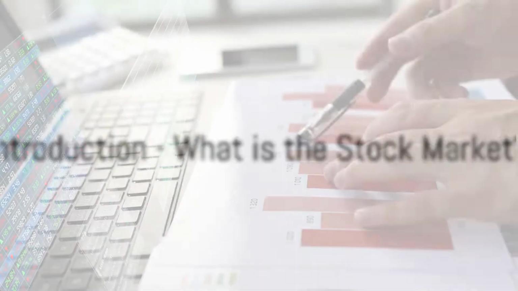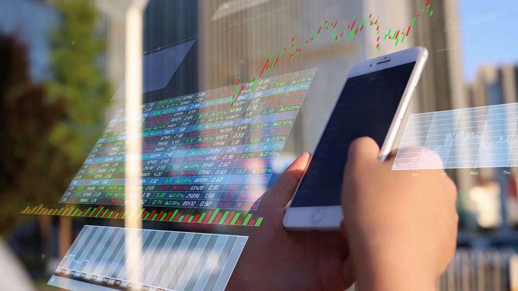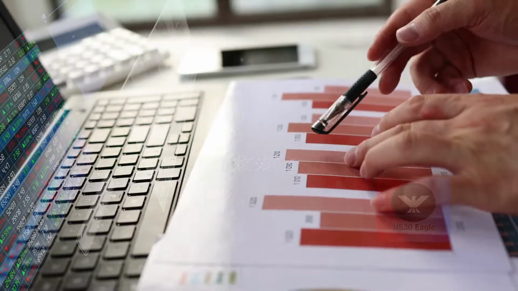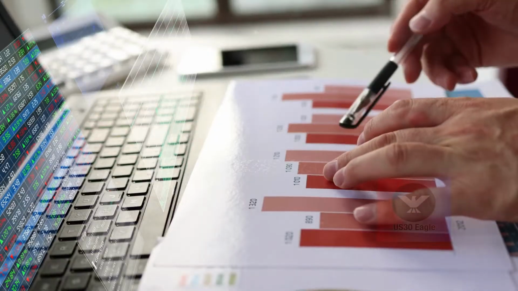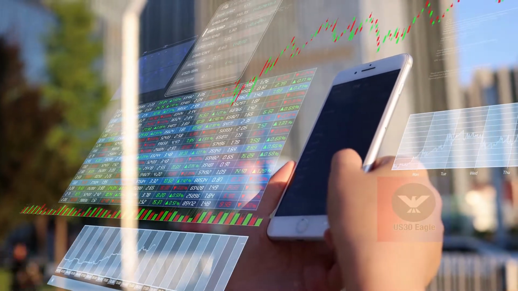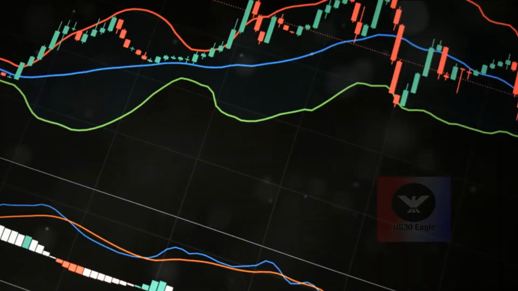Have you ever wondered how the stock market works? Let's break it down. The stock market is like a colossal, buzzing marketplace. But instead of buying and selling goods, people trade company shares. Companies issue these shares, essentially pieces of their business, to raise funds for growth and expansion.